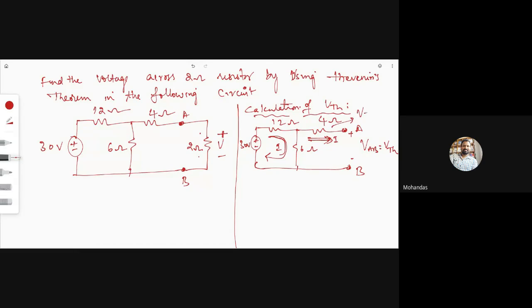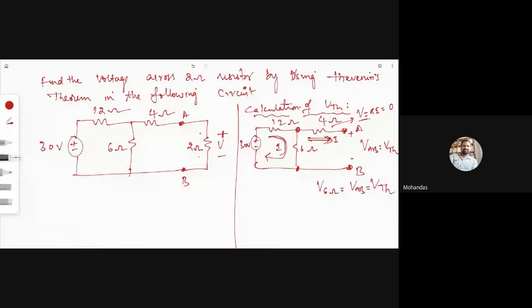Then the drop is also 0. Voltage across this 4 ohm is also 0 because R into I, current is 0 means voltage is also 0. So voltage across AB is the same as the voltage across the 6 ohm resistor, which is the open circuit voltage, known as the Thevenin voltage.